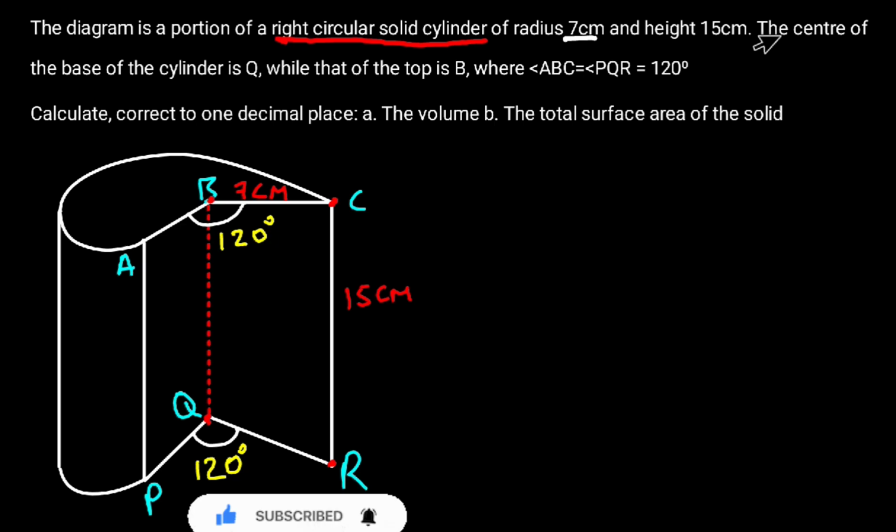Now the center of the base of the cylinder is Q, that is this point, while that of the top is B, that is this point, where angle ABC, which is this angle, is equal to angle PQR, which is this angle, that equals 120 degrees. And the question is, calculate, correct to one decimal place, A, the volume of this solid, and then B, the total surface area of the solid. So, solution.